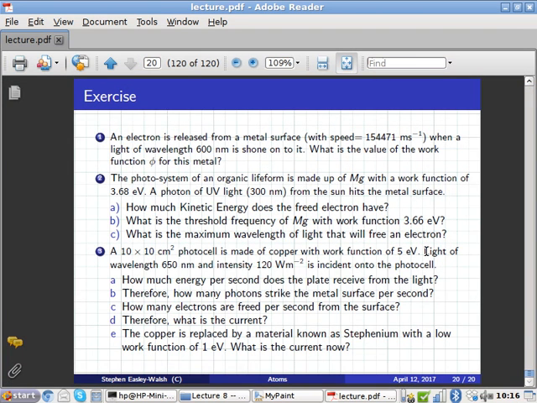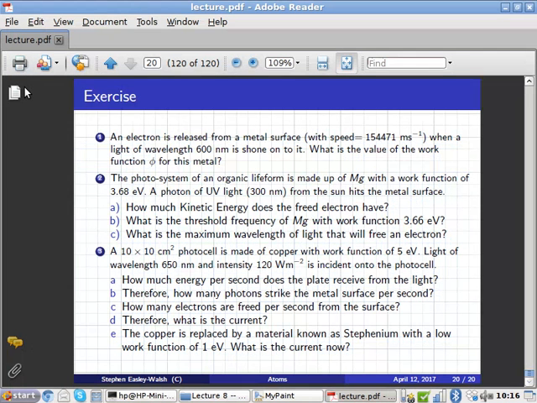Right, okay. An electron is released from a metal surface with that speed when that wavelength is shone onto it. What is the value of the work function? So we have the one formula for this lesson, which is hf equals KE plus the work function.